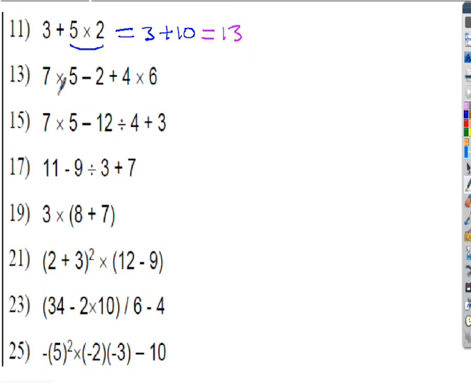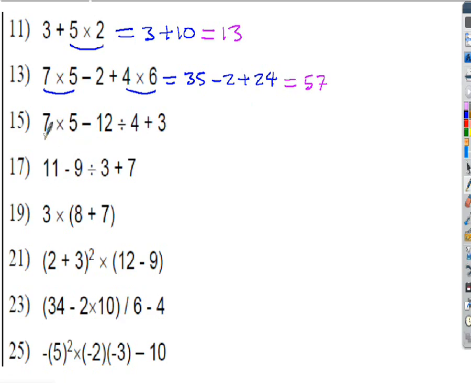Question 13, again look for precedence. The precedence is with the multiplication here and here. So undertaking the multiplication first, that becomes 35 minus 2 plus 24. Again, referring to times tables there, 7 multiplied by 5 is the 35, and 4 multiplied by 6 is the 24. And evaluating 35, take away 2 is 33, add 24 is 57.